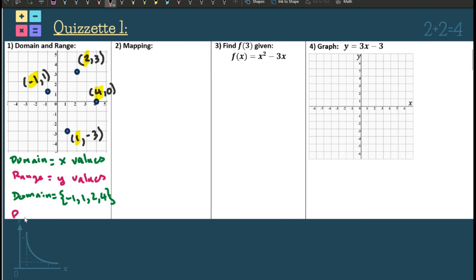Range is the y values. So in this case we have 3, 0, negative 3, and 1. Follow the order, the smallest number goes first. So we're going with negative 3, then 0, 1, and then 3. Keep in mind that if either domain or range has any number repeated, you only write it one time.